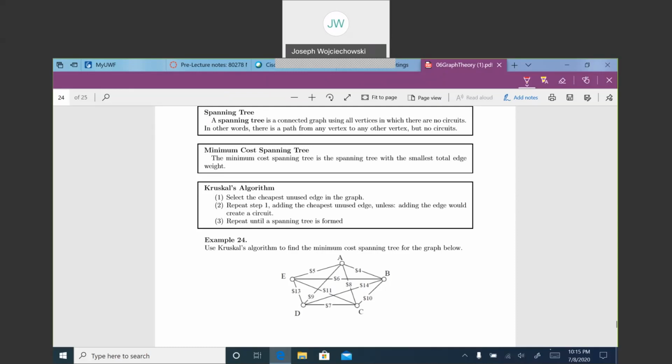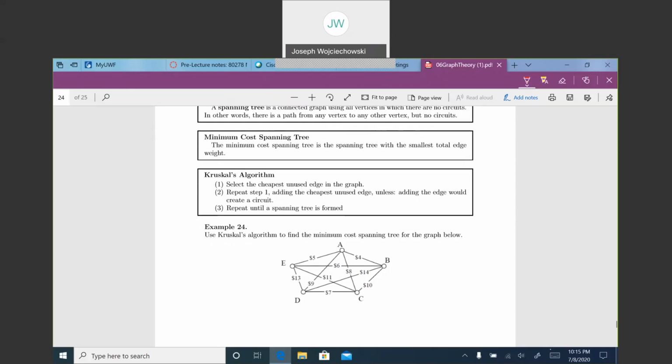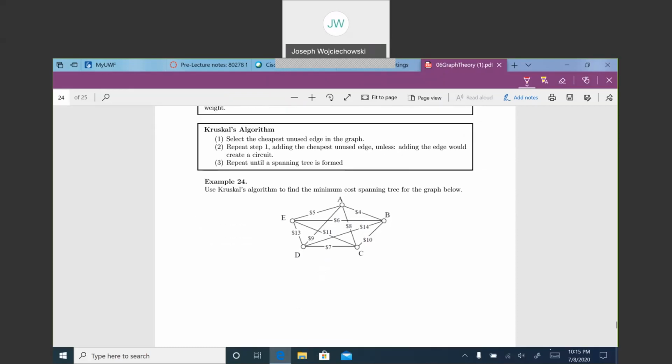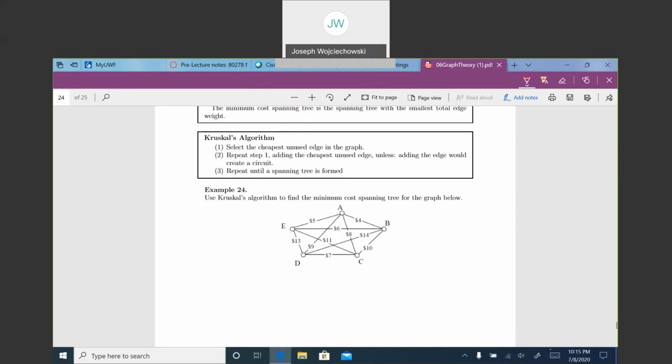So we have Kruskal's algorithm, and it works kind of like the sorted edges algorithm. Select the cheapest unused edge in the graph. Repeat step 1, adding the cheapest unused edge, unless adding the edge would create a circuit, and repeat till you have a tree. So basically, we want to keep choosing edges till every vertex is reached, no circuits.